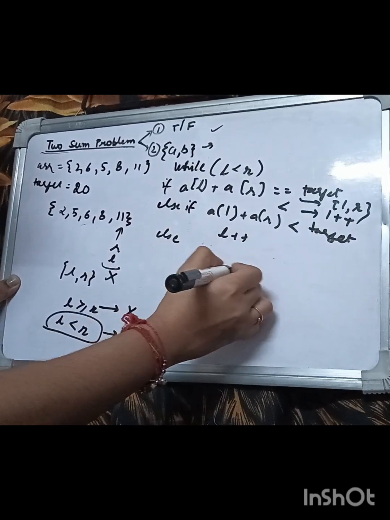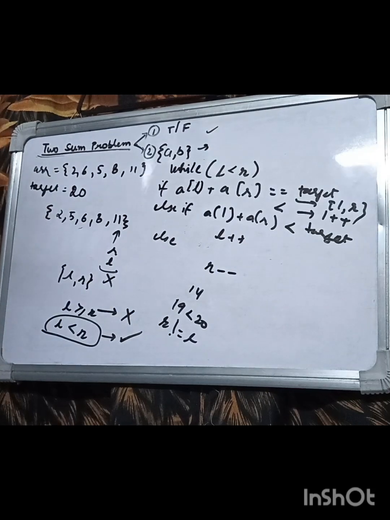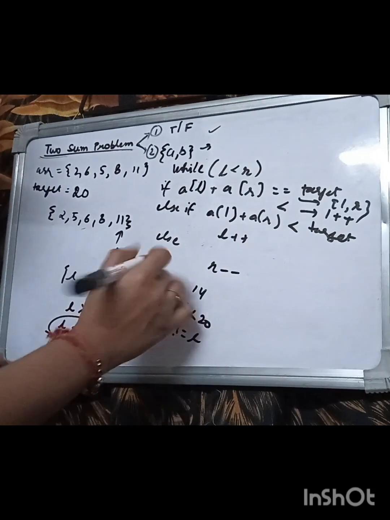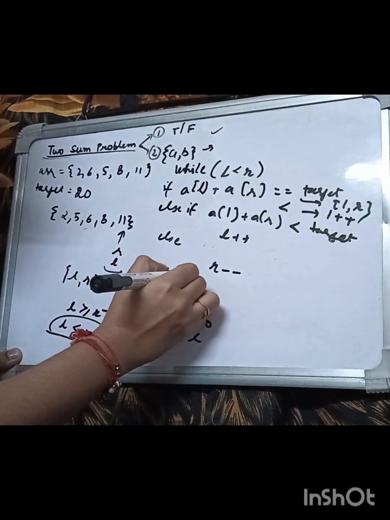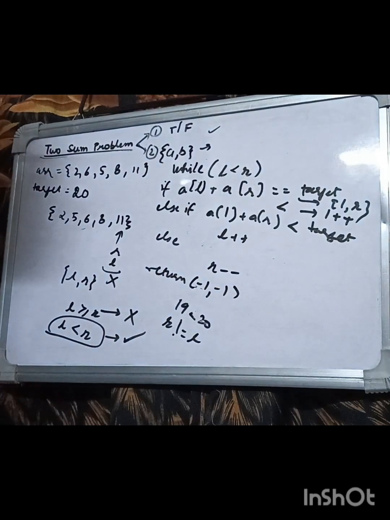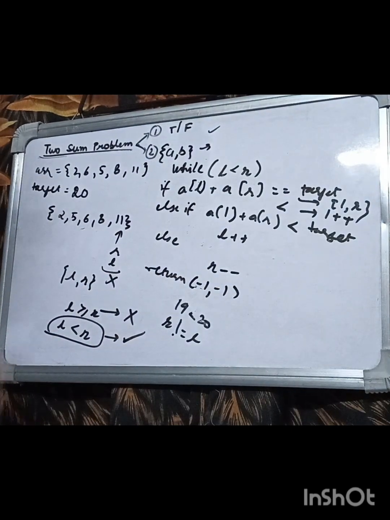You have to decrement the sum. That means decrementing the R. And if you do not find it, you just have to return -1, -1. That's it, as simple as this. This is all about the two-sum problem.